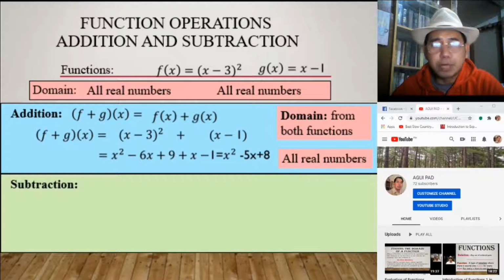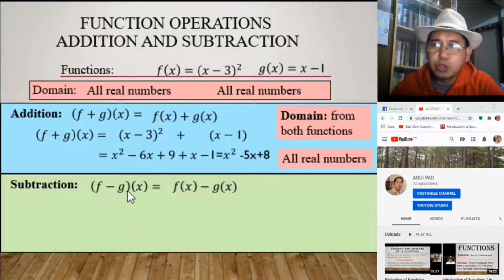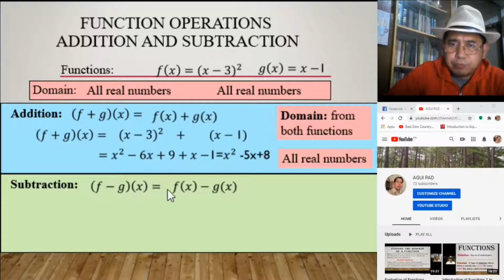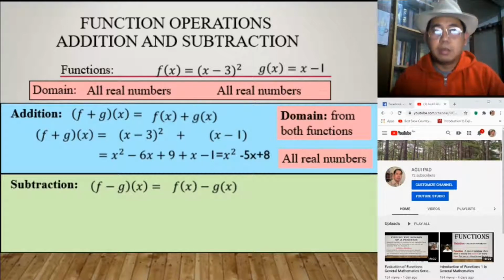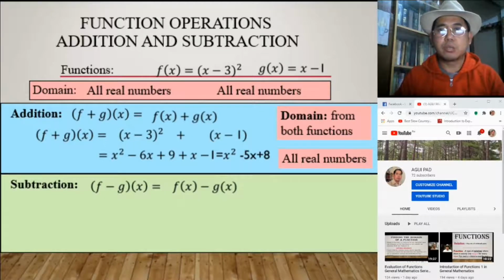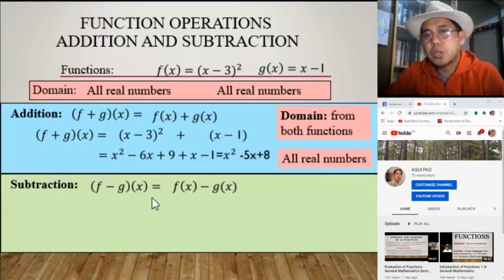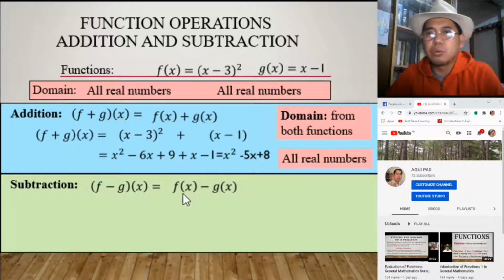Now, how about the subtraction? Again, in the subtraction, we need to consider these notations. Function f minus function g will give you a result of f of x minus g of x. Again, to subtract two functions, we need to consider these function notations. So we have in here f of x minus g of x, meaning we just subtract its definition. Now what is the definition of your f of x?